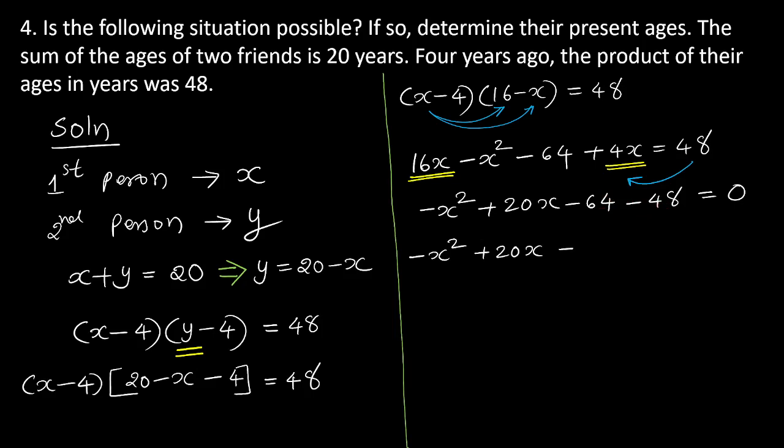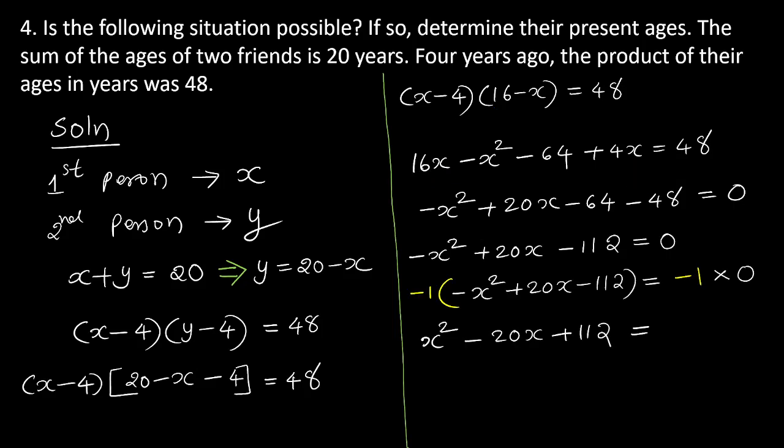If you don't understand or if you have any doubt, you can ask me. Equal to 0. So I got a quadratic equation. First we have to check whether it is possible or not. Meaning that first we have to check whether the quadratic equation has a real solution or not. Is it possible? Is it solvable? That I have to check first.